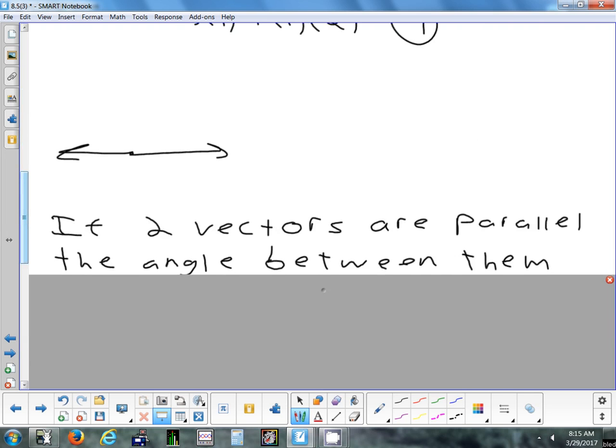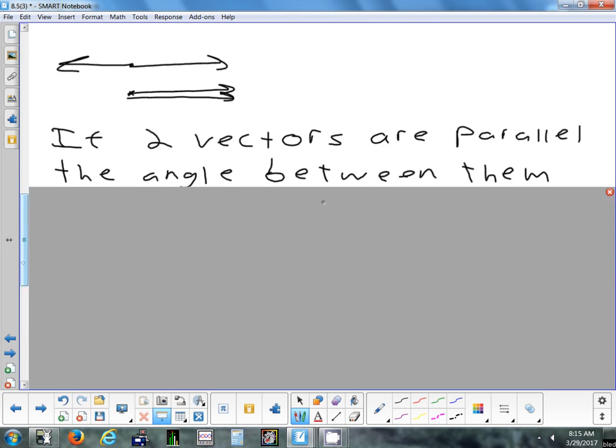And what's another angle you could have? Yeah, 0. So 0, you could think of like that. They're pointing in the same direction. So same direction or opposite direction, the vectors are parallel.